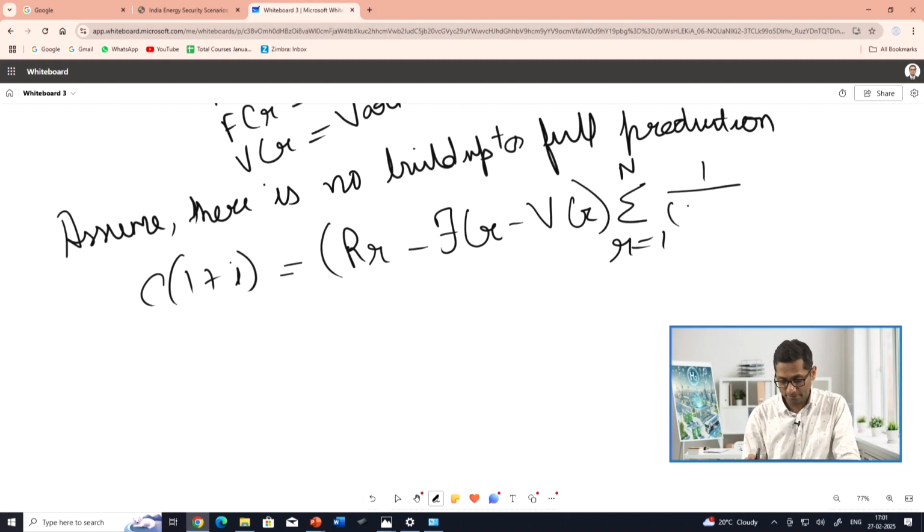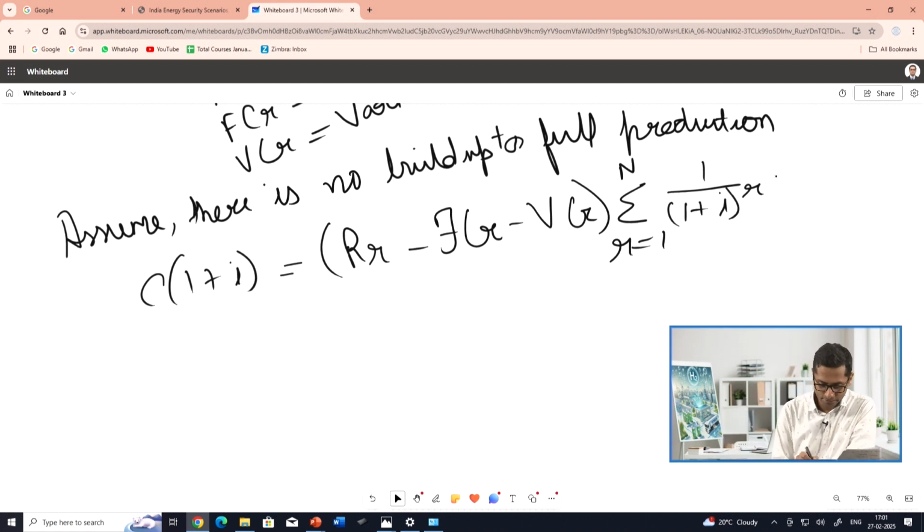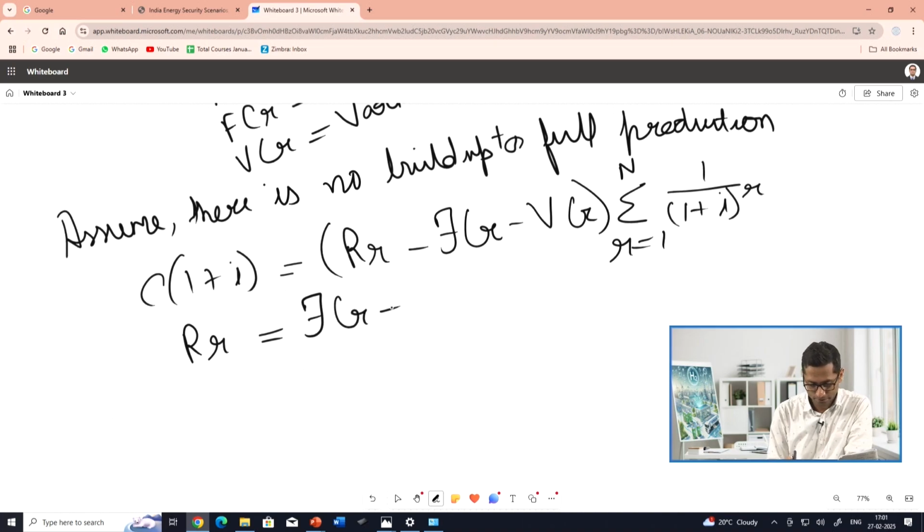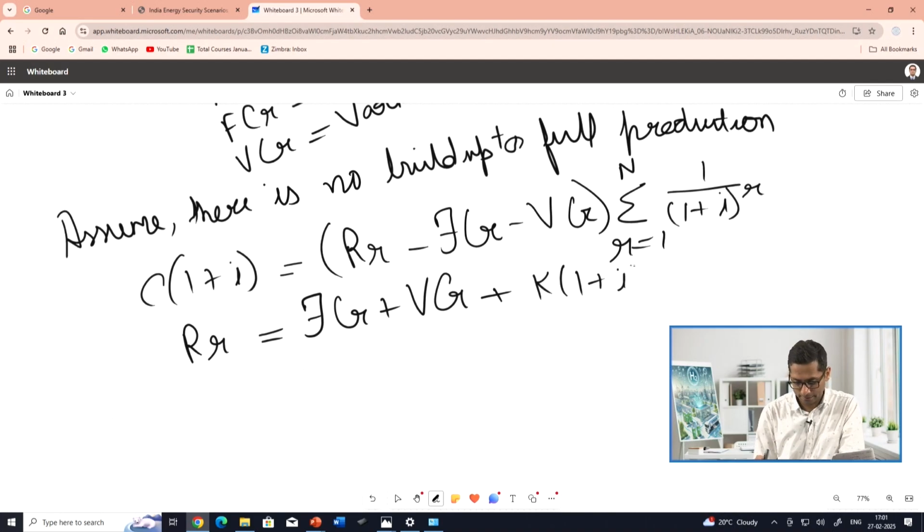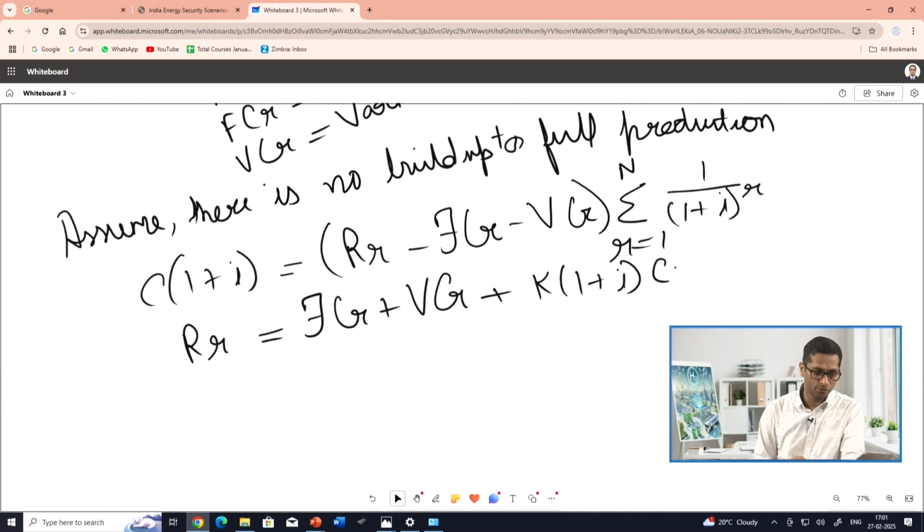So the only thing that remains in the summation is this formula, wherein the discount or the time value of money is changing over the years. I can further rearrange the terms in this equation: the revenue for a particular year would be nothing but the fixed cost plus variable cost plus, now I am rearranging the term, an element k times (1 + i) into C. So what do I really mean by k?